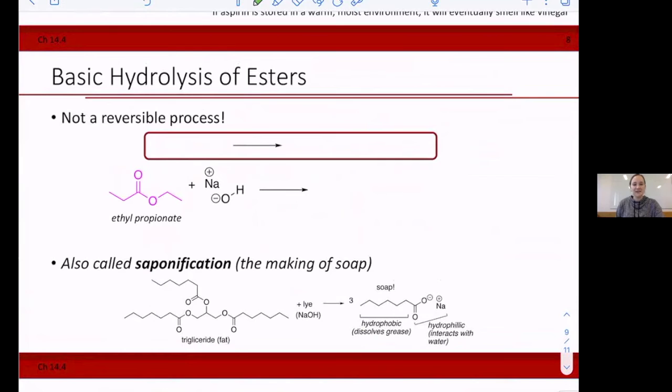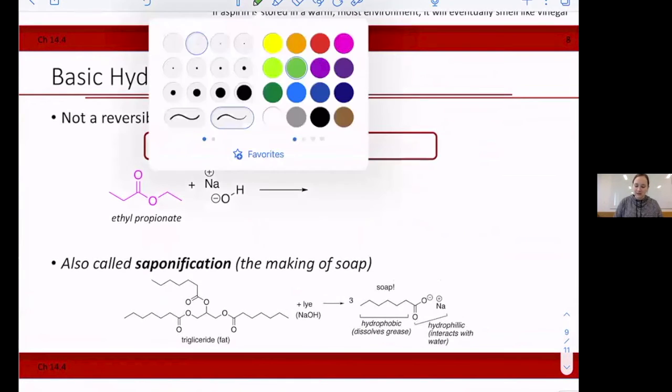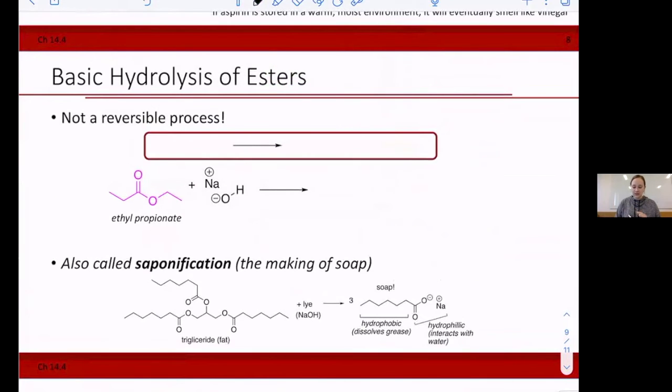That's okay. So we had our acidic hydrolysis of esters, which was the exact reverse of our esterification. Now we have our basic hydrolysis of esters. This is not a reversible process overall. So you'll see I have reaction arrows here. They're not equilibrium arrows. They make one product. So we have an ester and a base. Typically that base is a hydroxide base, like sodium hydroxide, potassium hydroxide, something like that. And we form the carboxylate salt and the alcohol.